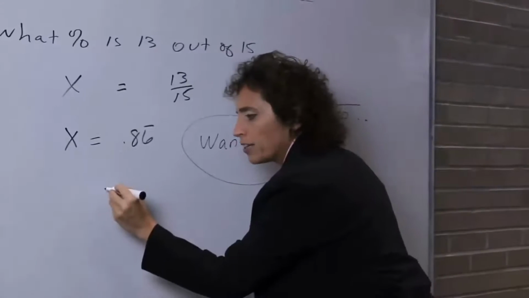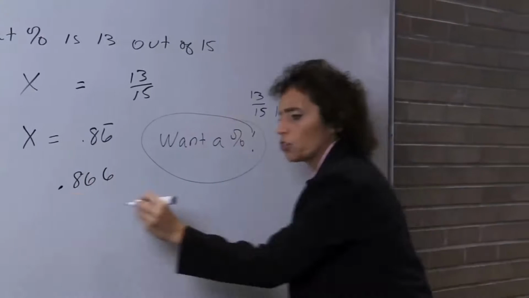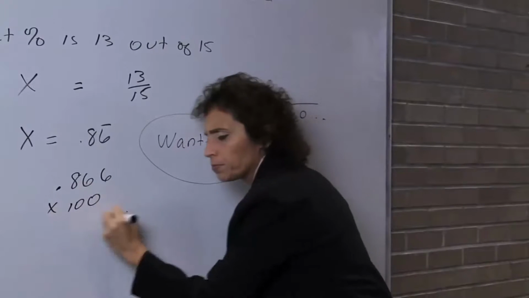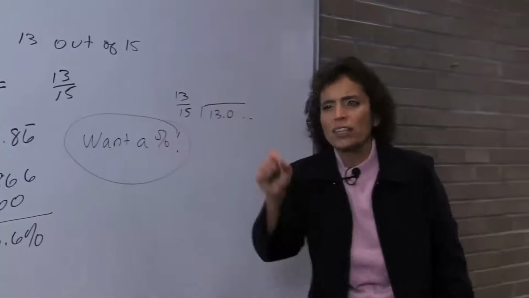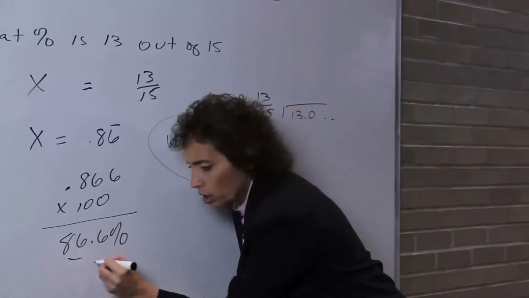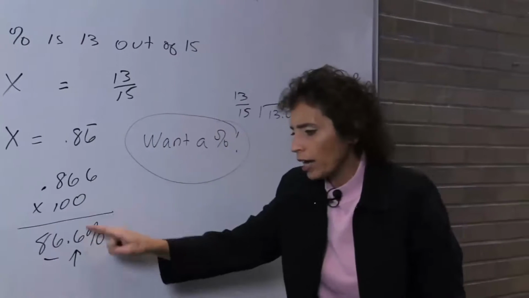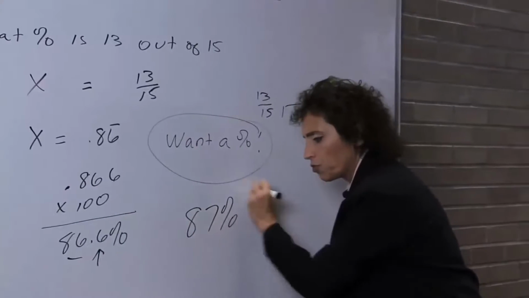So I'm going to take the next number that would be there, and I'll show you why. The next number would be a 6. I'm going to multiply it by 100, and it's 86.6%. You know why I needed that? Because I wanted the nearest whole percent. I need this number to round. So I look. That's a 5 or higher, so that will go up 1. So my answer is 87%.